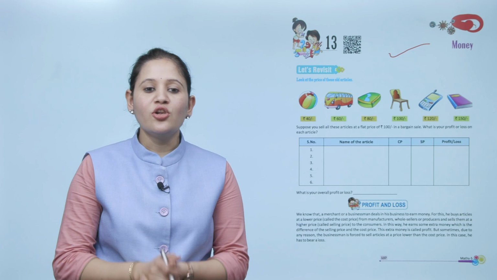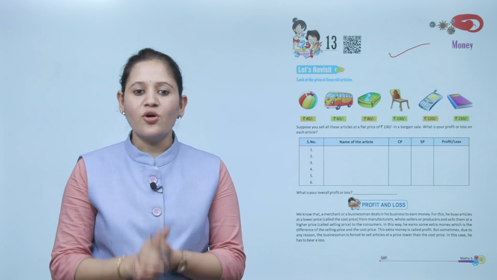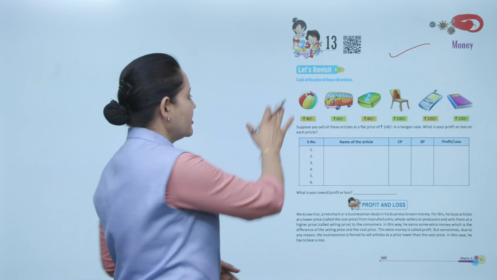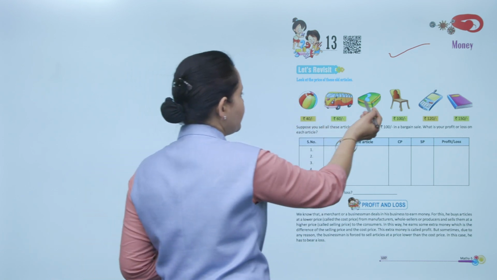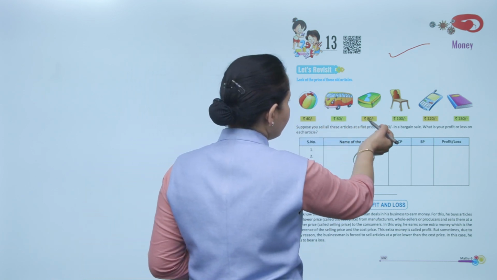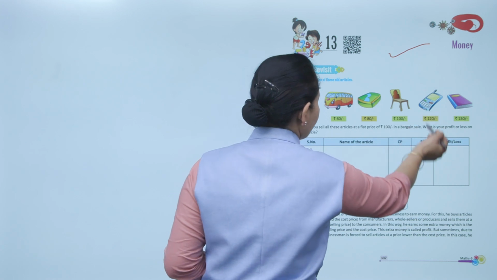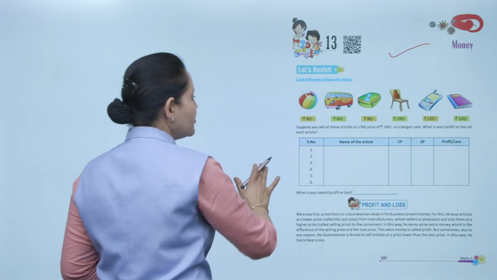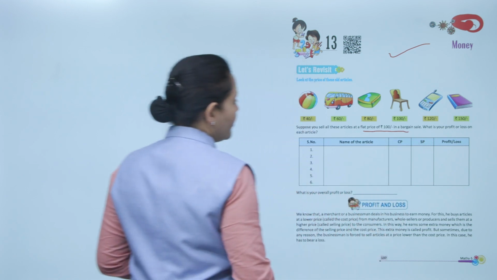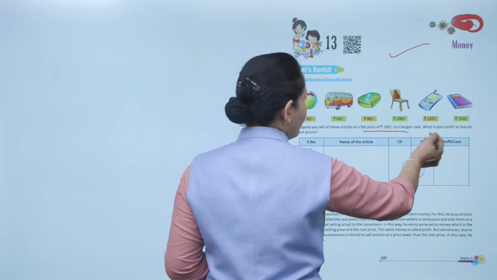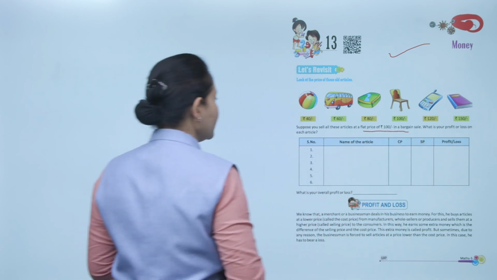Let's revisit. Look at the price of these old articles. Ball 40 rupees, bus 60 rupees, 80 rupees, 100 rupees, 120 and 150. Suppose you sell these articles at the flat price of 100 each in the bargain sale. What is your profit or loss on each article?